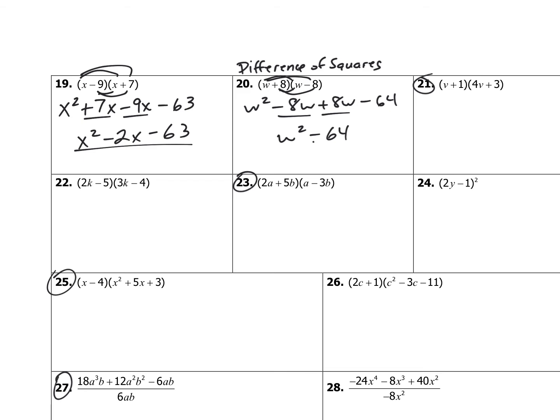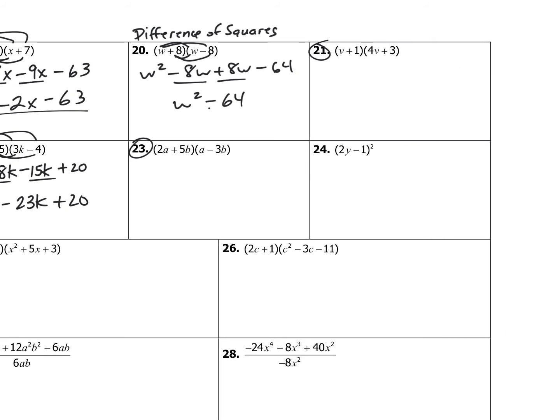22. Distribute. 2k times 3k is 6k squared. 2k times negative 4 is negative 8k. Negative 5 times 3k is negative 15k. And negative 5 times negative 4 is positive 20. Combine your two inside terms, so 6k squared minus 23k plus 20. All right, 24, expand.